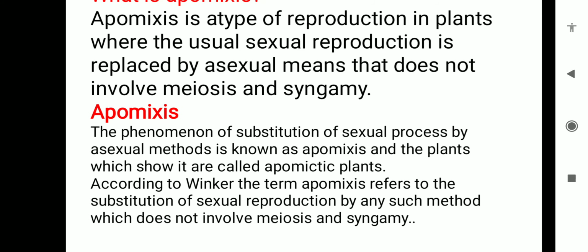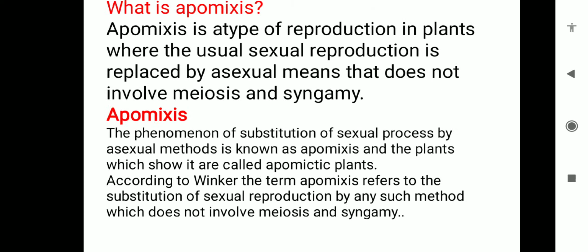The phenomena of substitution of sexual process by asexual method is known as apomixis, and the plants which show it are called as the apomictic plants, okay. According to Winkler, the term apomixis refers to the substitution of sexual reproduction by any such method which does not involve meiosis and syngamy. ये एक तरीके का आपका asexual method है, but it mimics like the sexual reproduction. It is a method in which meiosis and syngamy not occurs, okay.